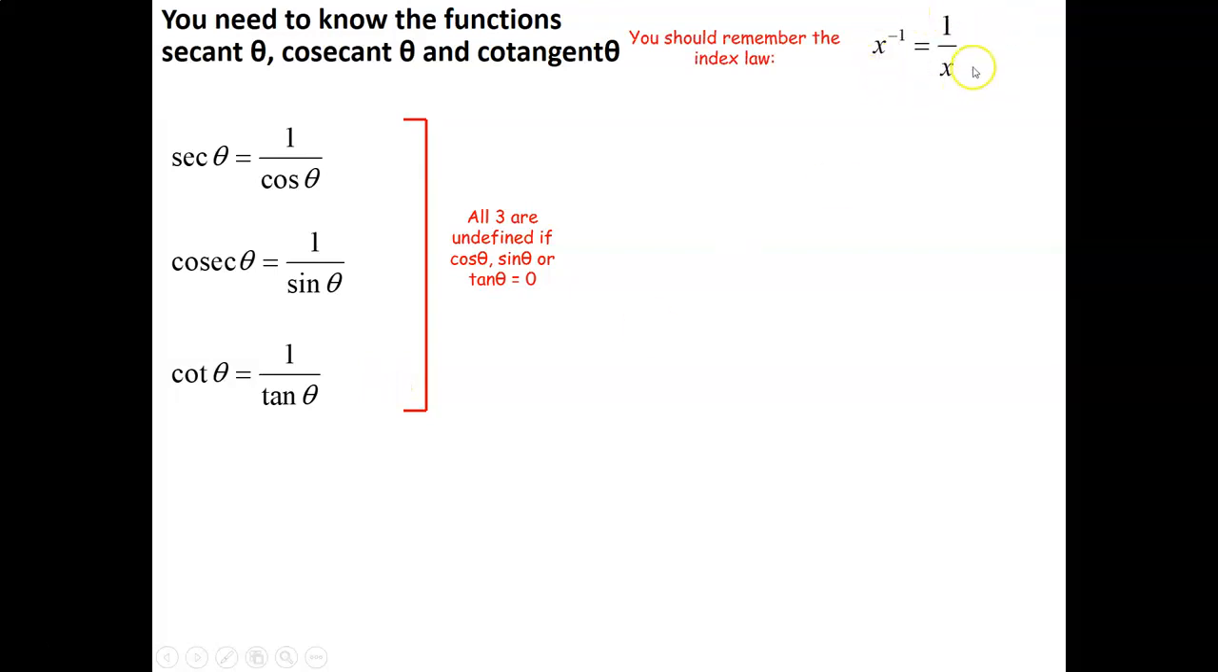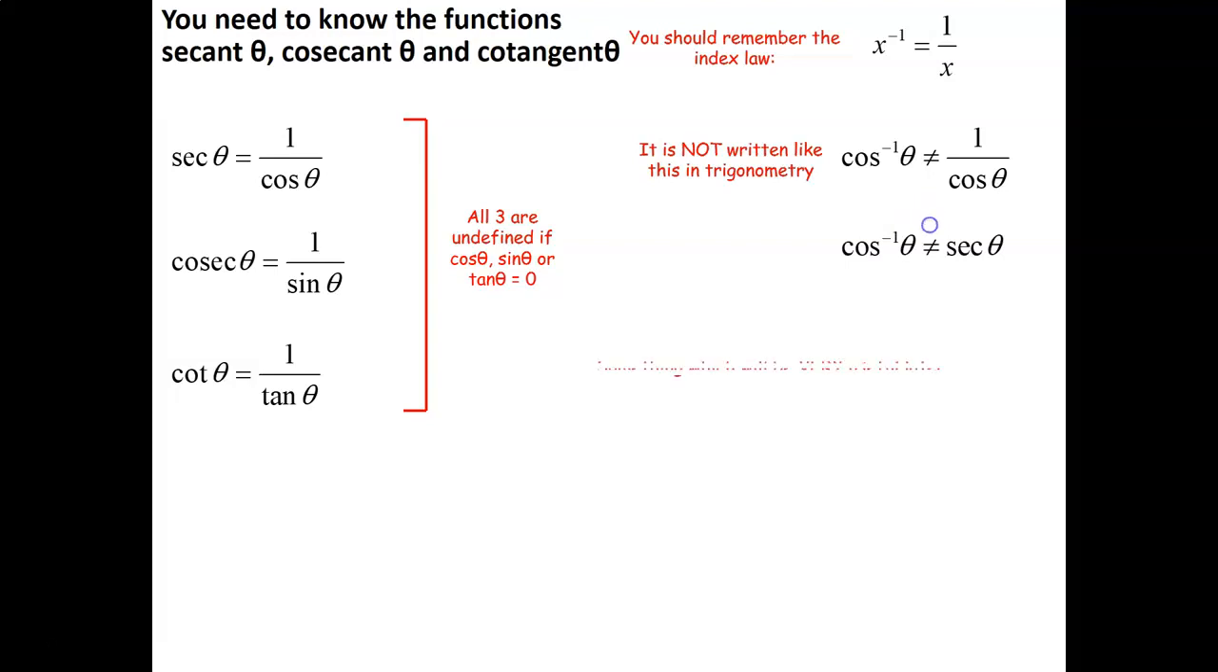Now, you should know that x to the power of -1 is equal to 1 over x. That's not the case in trigonometry. We don't write cos to the power of -1 equals 1 over cos theta, because that gets mixed up with inverse cos. So just be really careful there. We don't ever write it.